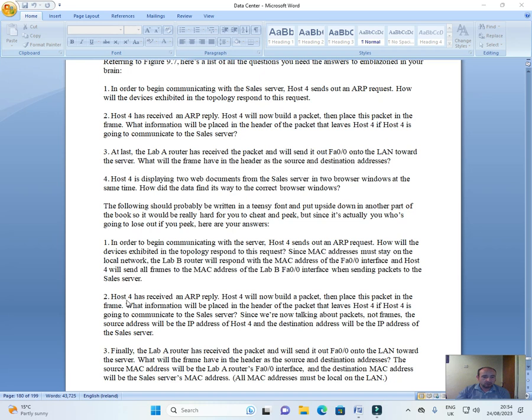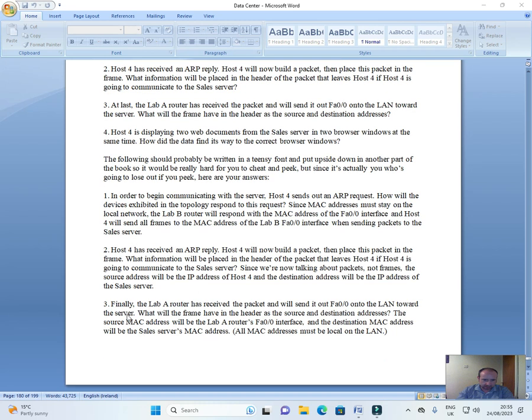2. Host 4 has received an ARP reply. Host 4 will now build a packet, then place this packet in the frame. What information will be placed in the header of the packet that leaves host 4 if host 4 is going to communicate to the sales server? Since we're now talking about packets, not frames, the source address will be the IP address of host 4 and the destination address will be the IP address of the sales server.